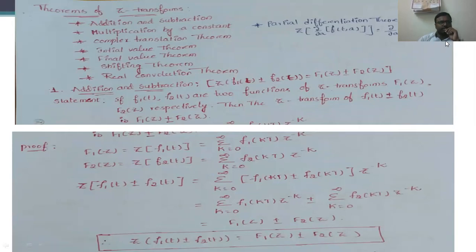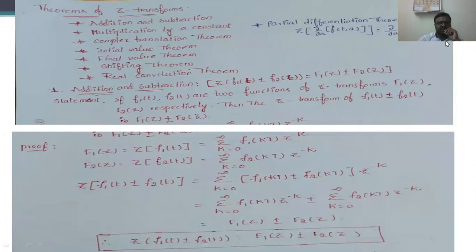Coming to the statement of this particular property: if f1 of t and f2 of t are two different functions, and let us suppose F1 of z and F2 of z are the Z transforms of these functions respectively, then the Z transform for the function f1 of t plus or minus f2 of t is equal to F1 of z plus or minus F2 of z.